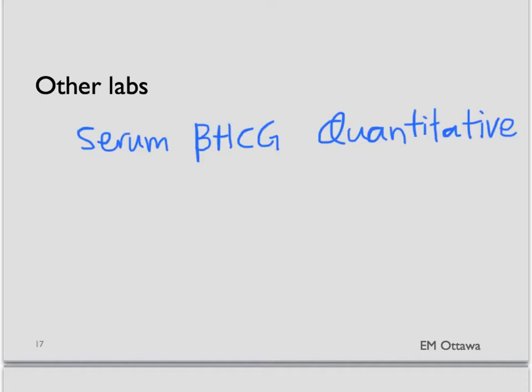Once we start to stabilize the hypotensive unstable patient, we can start to do other blood work. That includes a quantitative serum HCG test that will give you the number of the HCG level, a CBC to check for hemoglobin, and a type and screen to find out the patient's blood type.